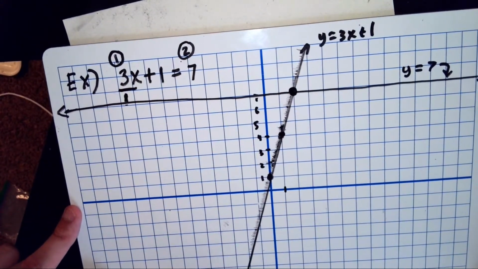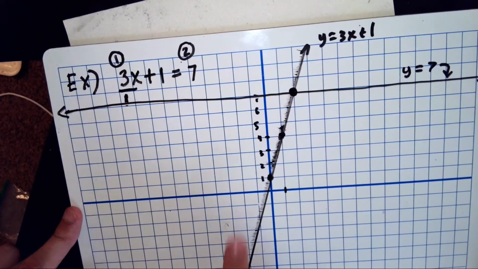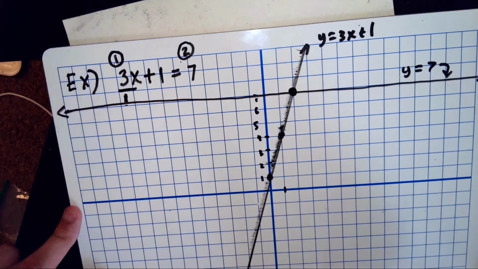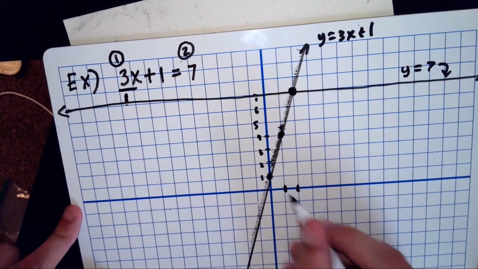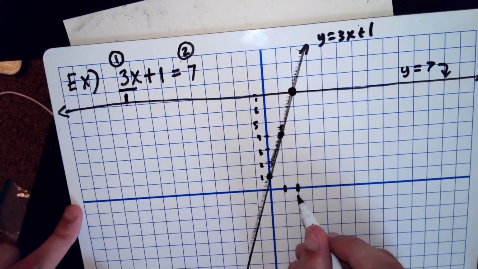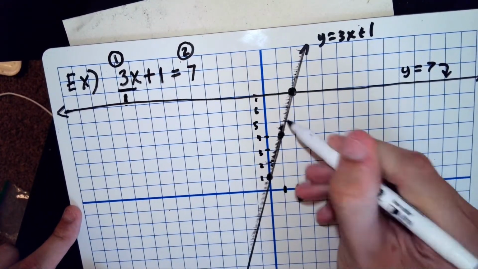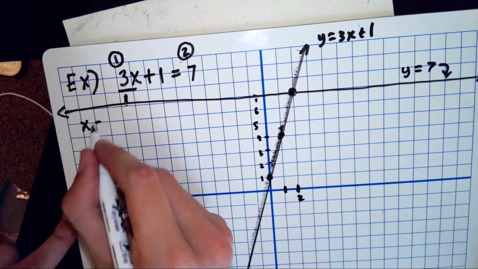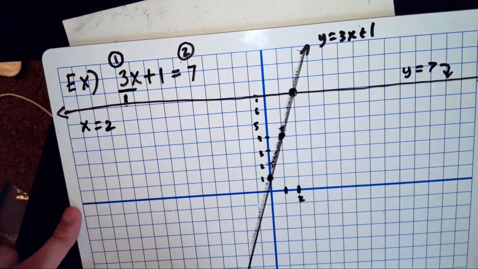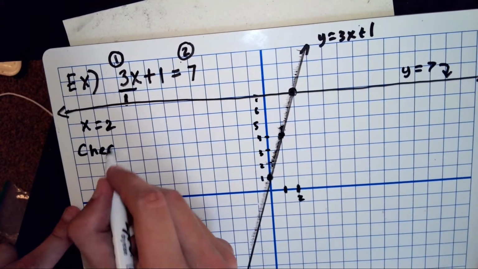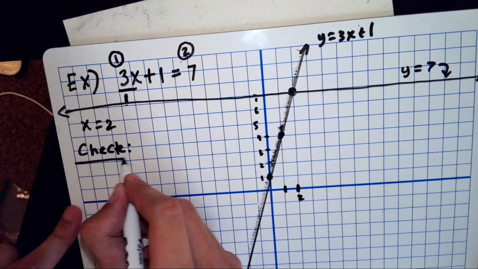Now, because I'm using this graph paper and a straight edge and all this nice stuff, we can actually determine precisely what the solution is. Notice the solution happens right here when the x value is 2. So x equals 2 should be the solution to this, but we can actually very quickly check that this is true.